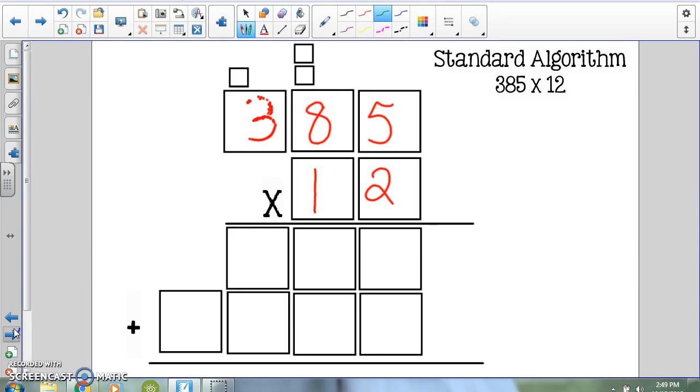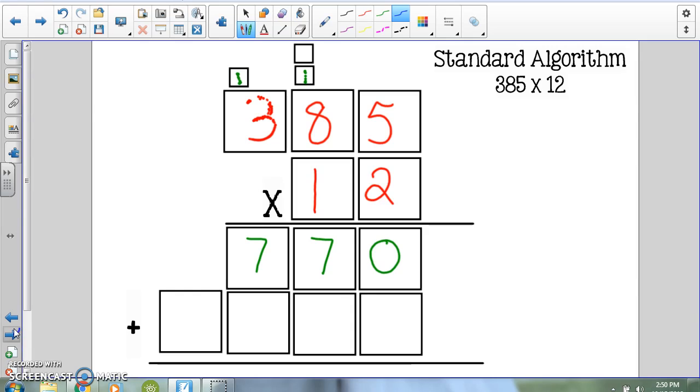Let's do 5 times 2, which is 10. We're going to put our 0, and we're going to carry our 1. Next, the 2 is going to dance with the 8. So 2 times 8 is 16. But we cannot forget our 1, which makes 17. Last but not least, our 2 is going to dance with our 3. And 2 times 3 is 6, plus 1 is 7.